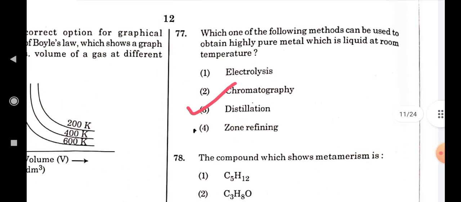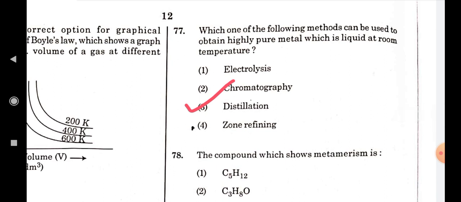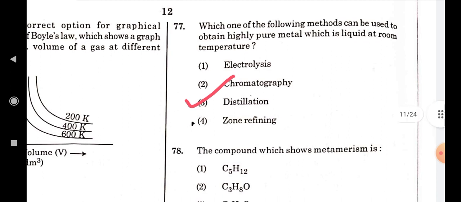Now, which of the following methods can be used to obtain a highly pure metal which is liquid at room temperature? So you may get confused between distillation and zone refining, but as they have mentioned that it is liquid at room temperature, the metal which is liquid at room temperature is mercury. Now we know mercury is purified with the distillation method, so the correct option will be distillation.